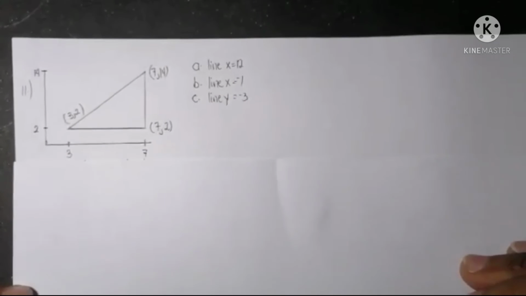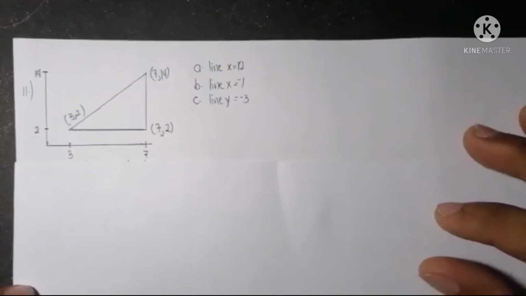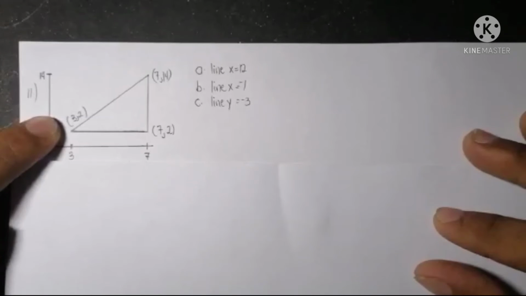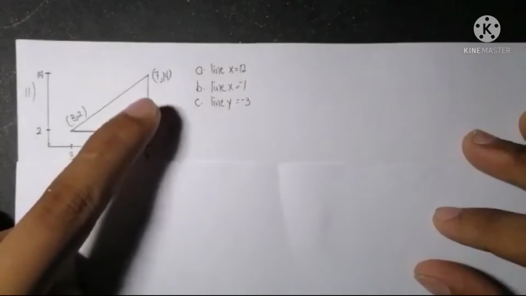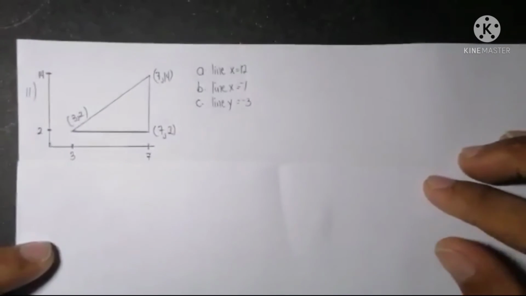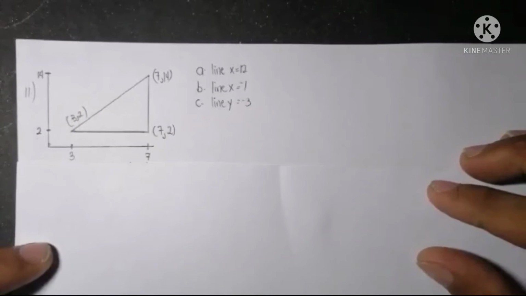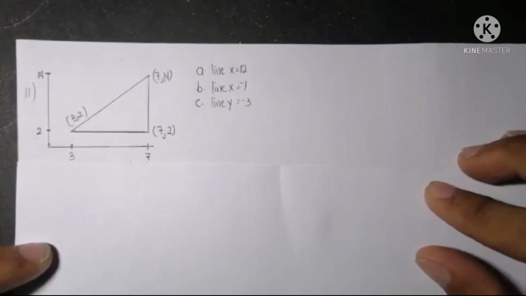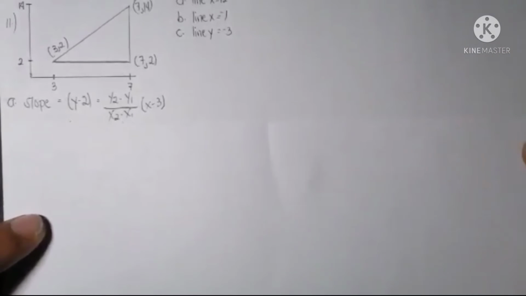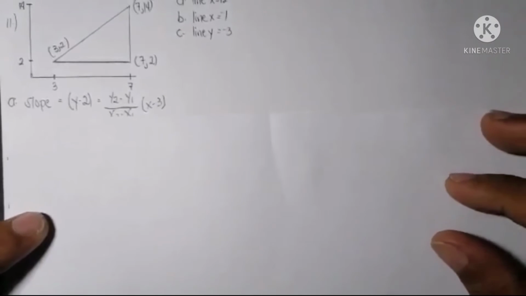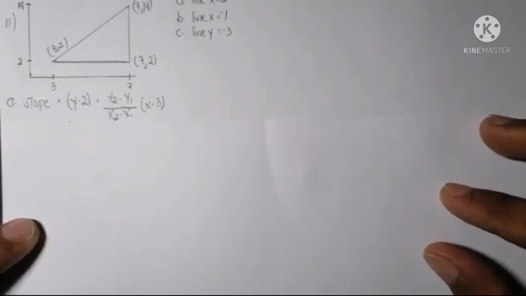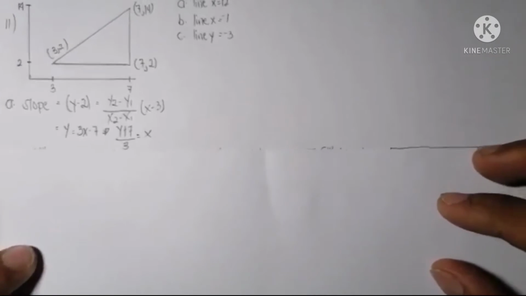So item number 11, as you can see, there is a triangle wherein the points are (3, 2), (7, 2), and (7, 14), wherein our A is line x equal to 12, B is line x equal to negative 1, and C is line y equal to negative 3. So for A, the slope: y minus 2 is equal to y sub 2 minus y sub 1 all over x sub 2 minus x sub 1 times x minus 3.